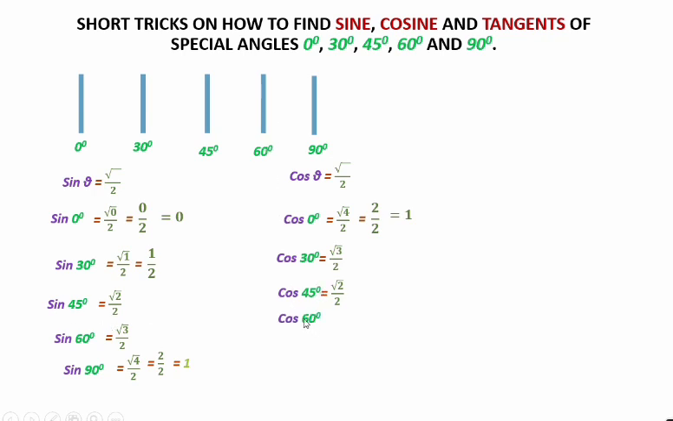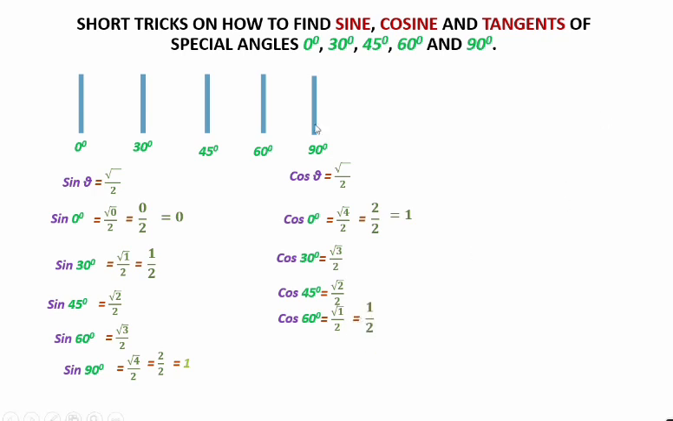Okay, so let's go to 60. For 60 degrees, we have just 1 bar before we get to 60. So that's going to be equal to root 1 all over 2. And we'll take the square root of 1, that is 1. So this is 1 all over 2.